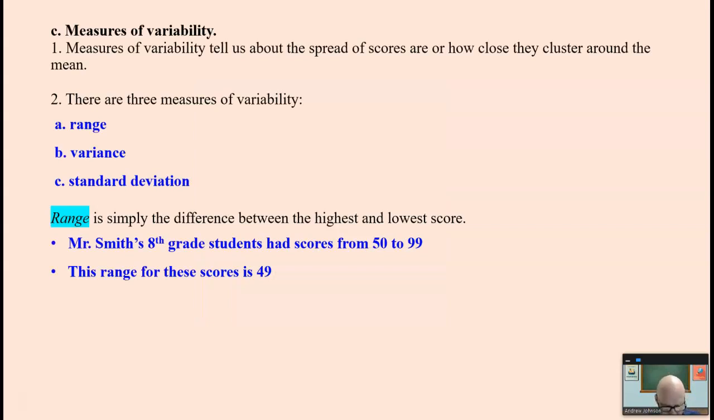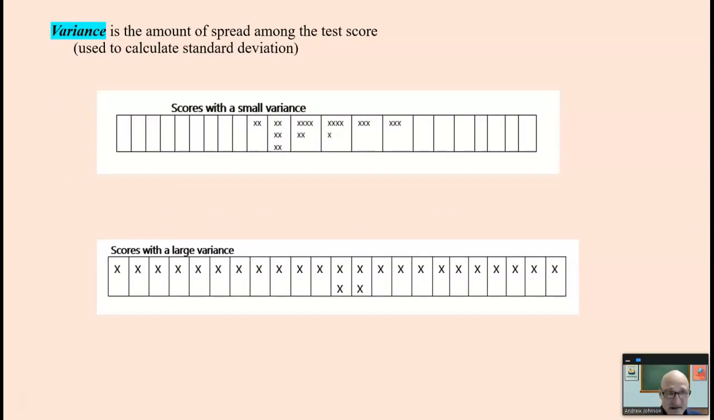Now, measures of variability tell us about the spread of scores and how close they are. You've got range, variance, and standard deviation. Range simply tells the difference between the highest and the lowest scores. For example, Mr. Smith's 8th grade class, lowest score 50, highest 99. The range is 49.